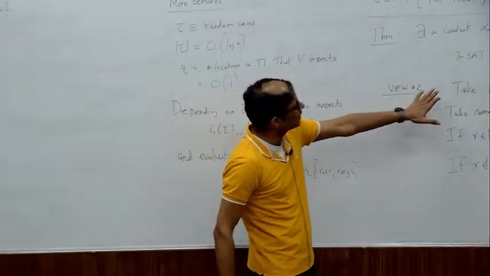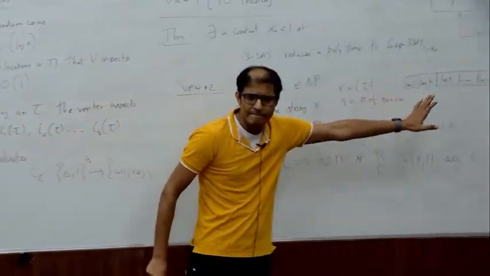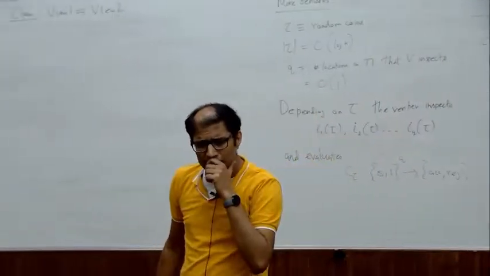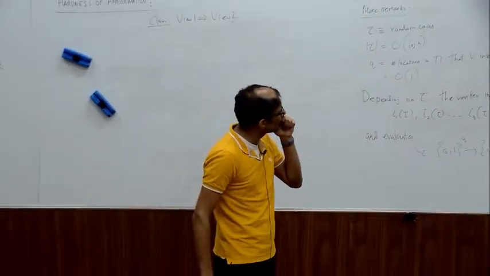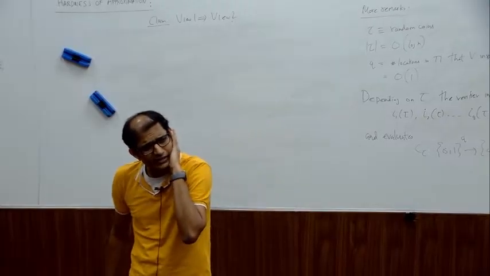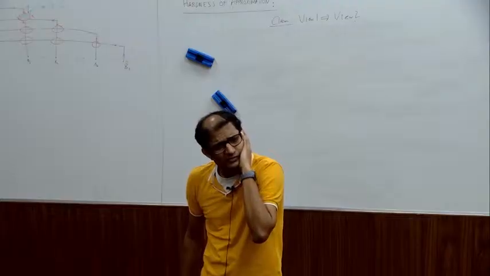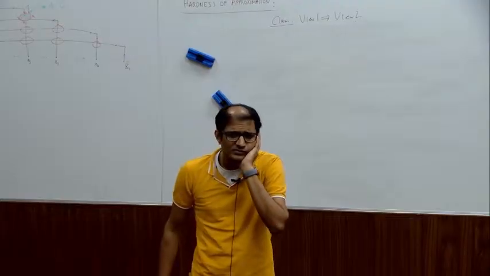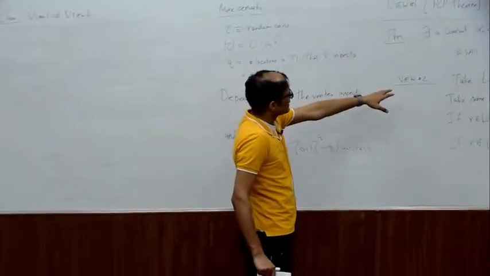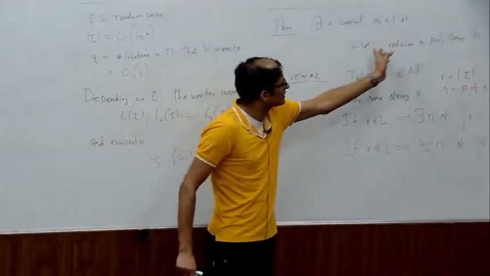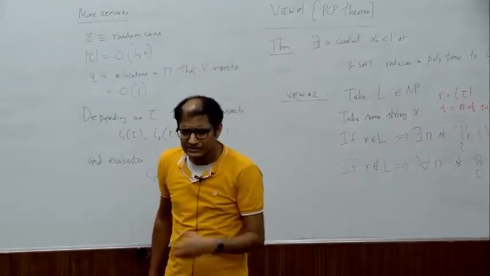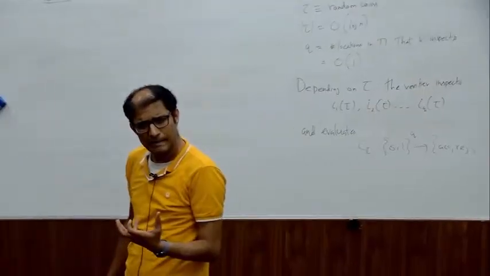I get to assume that gap 3 SAT is hard. That's what I get to assume, and I want to somehow end up in this proof verification view. Any ideas how I can do it? It's not very hard. I get to believe gap 3 SAT is NP-hard, and gap 3 SAT belongs to NP. Can you say something now?